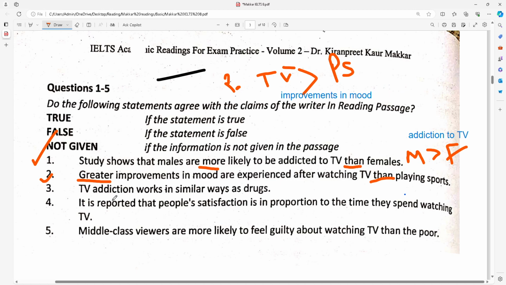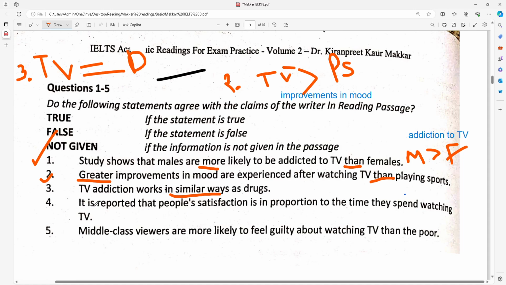Let's see question number 3. What it is said. TV addiction works in similar ways as drugs. Oh, this is again comparison. So they're saying TV. Let's write down question number 3. We just have to judge these comparisons. TV addiction is same as the drugs. If they say they're not same, there is something different, it is going to be false.